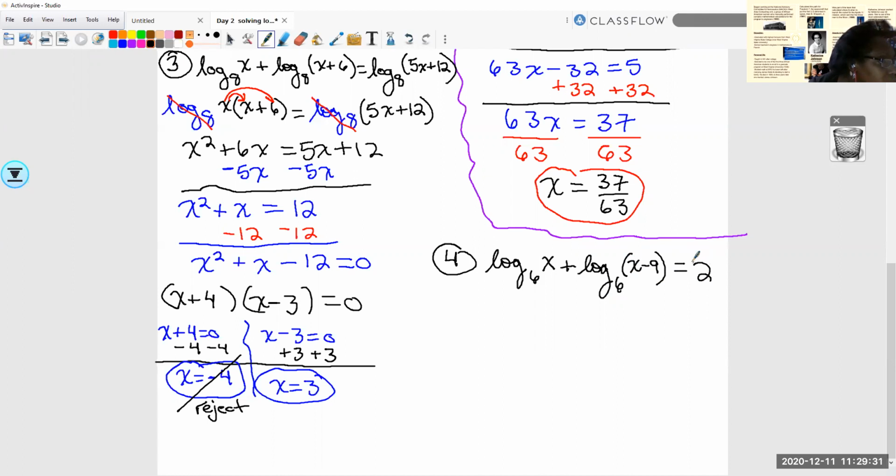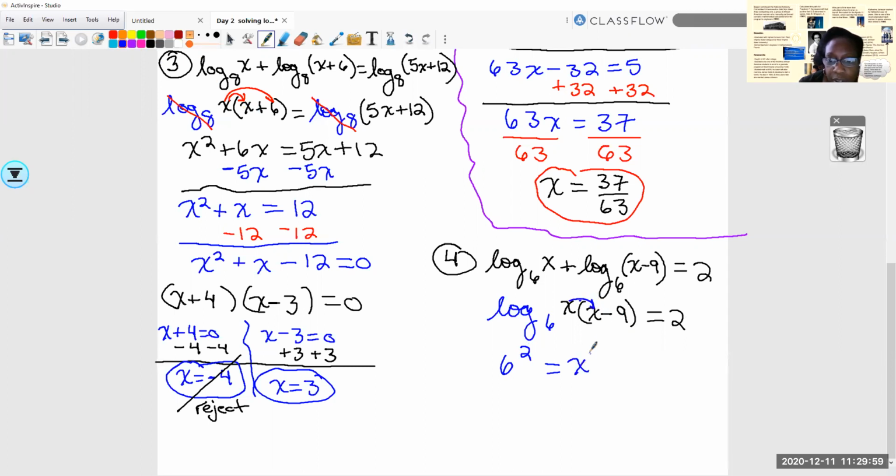Okay, apply our properties, product property, which is log base 6 of x times x minus 9 equals 2. Rewrite in exponential form. So 6 to the power of 2, with the base, equals. I'll multiply this out now. X squared minus 9x. Yeah, it's quadratic. Solve quadratic equations by factoring. 6 squared is 36.